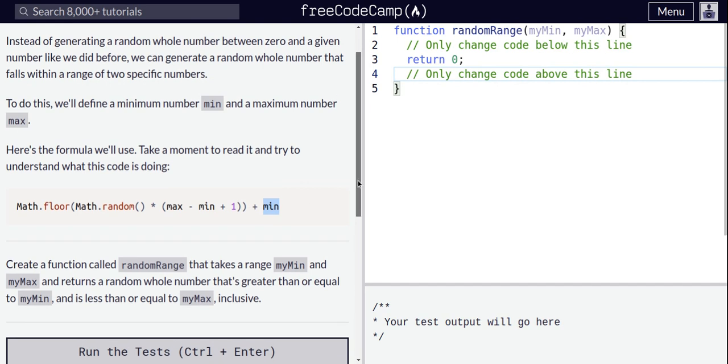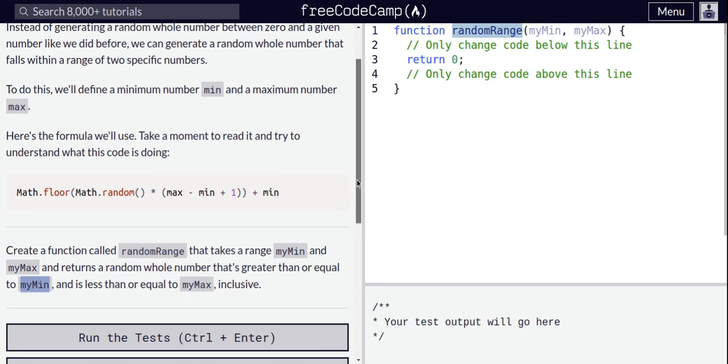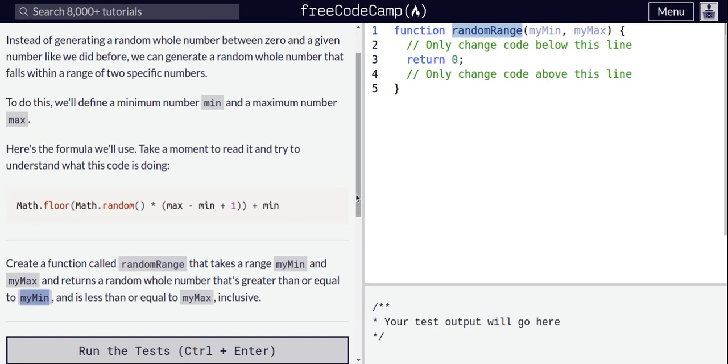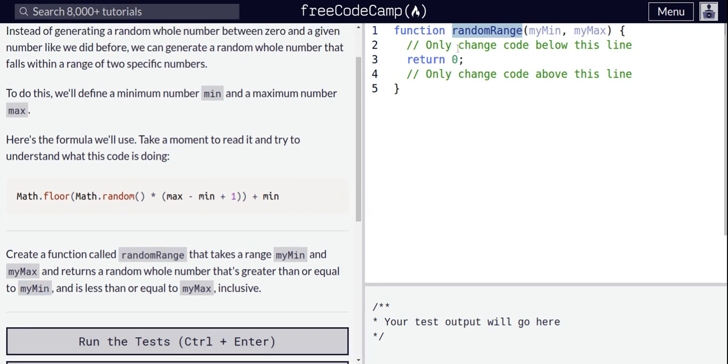Here we're asked to create a function called randomRange, which we already have here. I believe we ought to just edit it. It takes a range, my min and my max, and returns a random whole number that's greater than or equal to my min and less than or equal to my max. So both maximum and minimum numbers are inclusive, all right? Okay, so let's do that quickly.